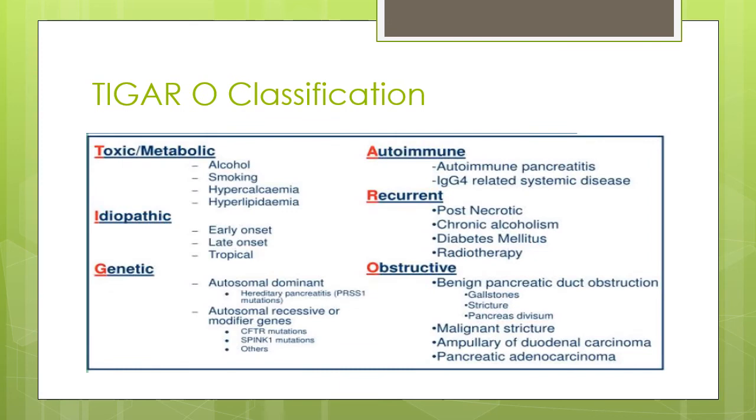This is the TIGAR-O classification, which classifies the causes of chronic pancreatitis as follows: whether it's toxic or metabolic, idiopathic, genetic, autoimmune, recurrent, or if it's obstructive in nature. So this is a very nice mnemonic.